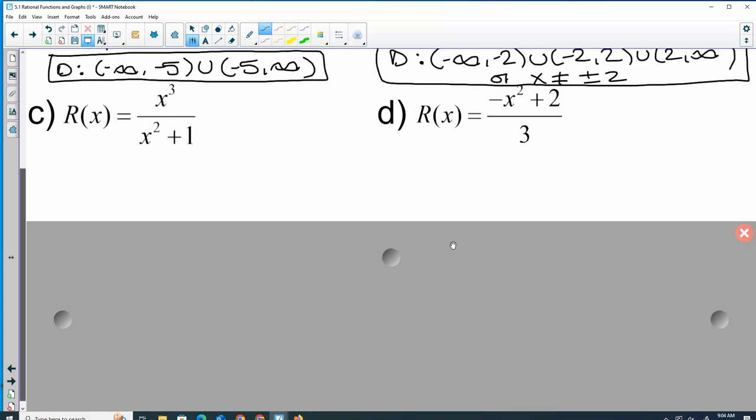I said x cubed over x squared plus 1. So we know the denominator can't be 0, so x squared plus 1 can't be 0. So x squared can't be negative 1. What happens if you square root that?